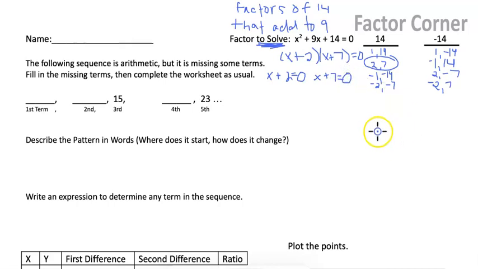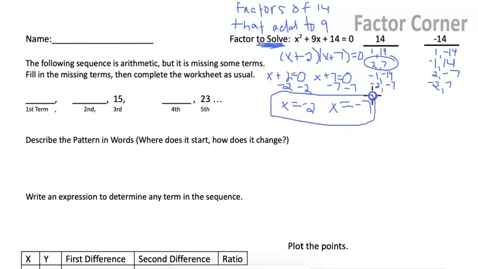So these are really small equations, one step to solve. So here I would undo the addition of 2 by subtracting. So I get x equals -2. And then over here, same idea, but subtracting the 7 on both sides. So x equals -7. So I've got my 2 solutions for x, and I'm done with the factor corner.